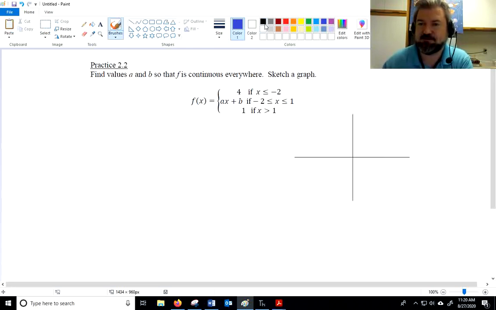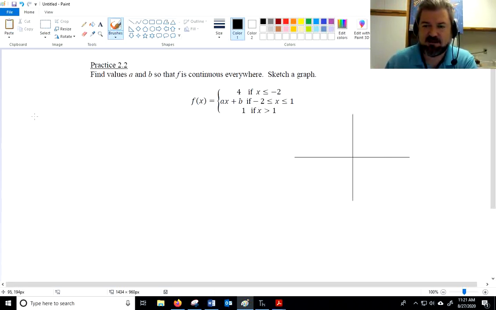All right, let's see how we did. Well, I need this function to be continuous everywhere. So I need to be continuous at -2. I need to be continuous at 1 as well. So in order to be continuous everywhere, we need to check these x values that make us switch between branches. I mean, clearly 4 is continuous everywhere, 1 is continuous everywhere. Ax plus b is going to be just a line. It'll be continuous everywhere, but we need to make sure these branches link up.